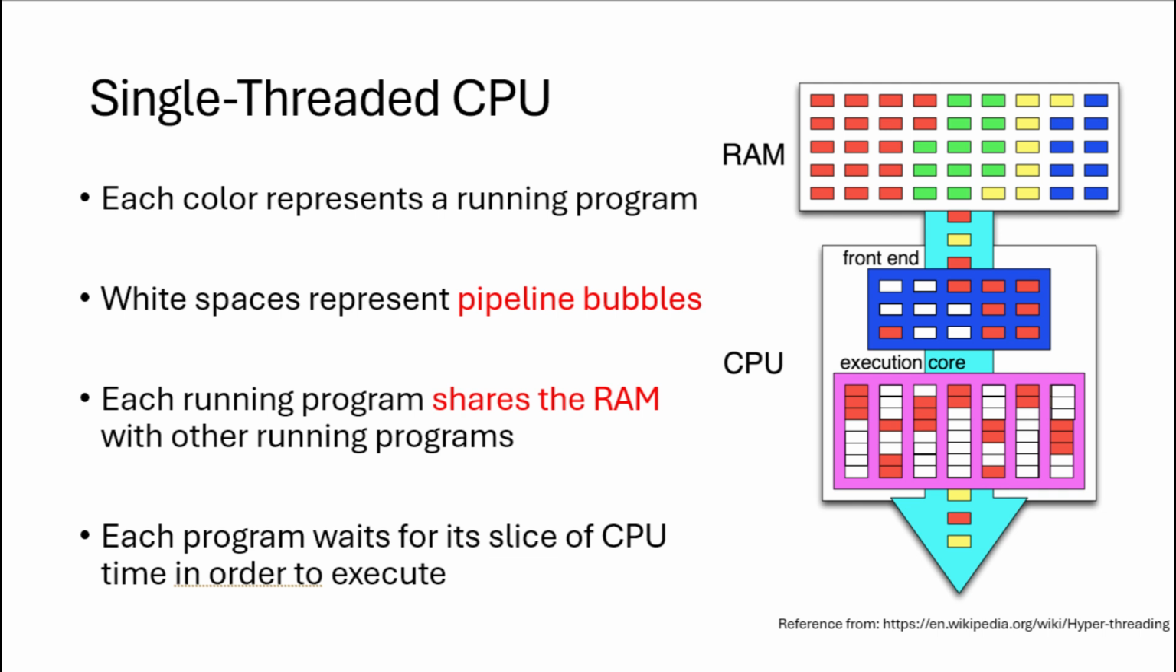And the first one is the single thread CPU. We can see the picture. In this picture, each color represents a running program, and the white space represents the pipeline bubbles. We can see there's a lot of white space in the front end of the CPU. In this case, the processor can issue up to 3 instructions per cycle, but it is very hard to reach it. So single threading can only allow the CPU to process one color at a time.